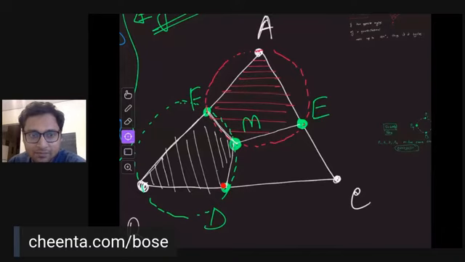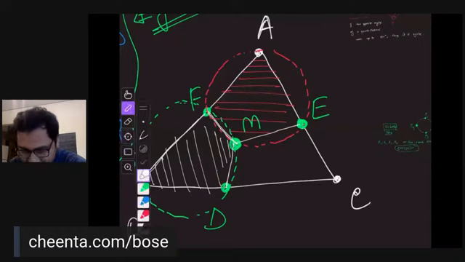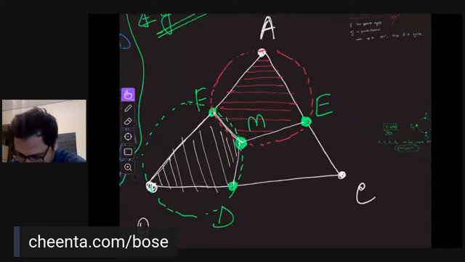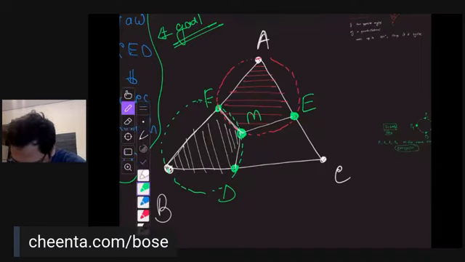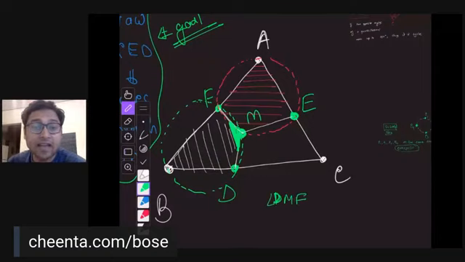Now, if you look at this particular picture, you'll see that this is not actually hard. This is actually very simple. Can anyone tell me what is the value of this particular angle? The one that I have shaded in green. Can you tell me what is the value of the angle DMF? What is the value of the angle DMF? Use the fact that BFMD is a cyclic quadrilateral.